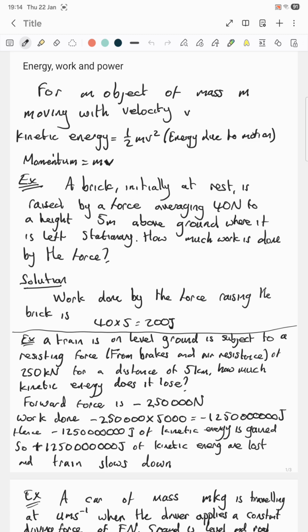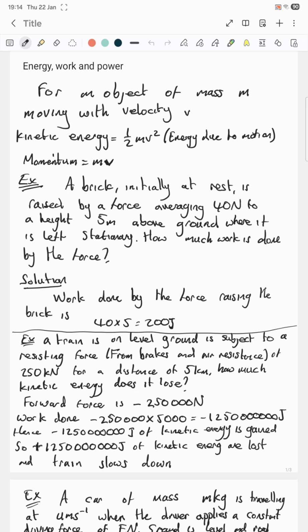A brick initially at rest is raised by a force averaging 40 newtons to a height of 5 meters above the ground, where it is left stationary. How much work is done by the force? The solution: work done by the force raising the block is 40 multiplied by 5 equals 20 joules, because that's our work done.